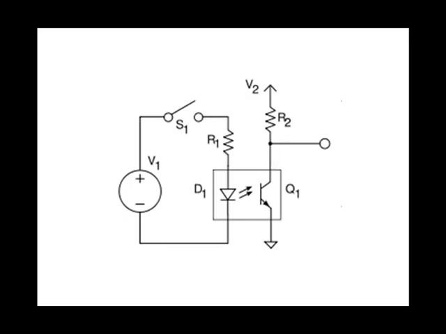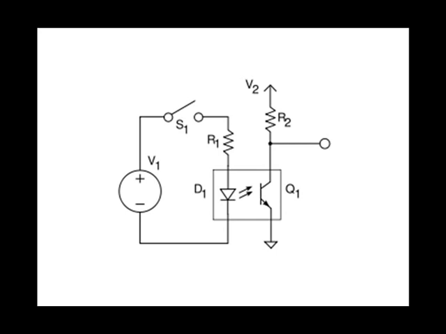The switch, S1, would represent one of the limit switches in the earlier controller diagram, and V1 would represent a field power source that we want to isolate our controller from. S1 closes, allowing current to flow through the LED, D1.